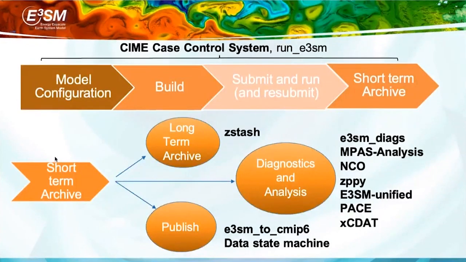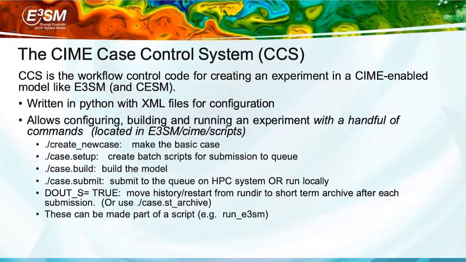This first one, which covers most of this part of developing a model, is the Case Control System. This is the workflow control code for creating an experiment in a CIME-enabled model like E3SM, and CESM also uses this exact same system. It's written in Python with XML files for configuration, and it allows you to configure, build, and run with a handful of commands on these very complicated clusters and leadership computing facilities that we use.